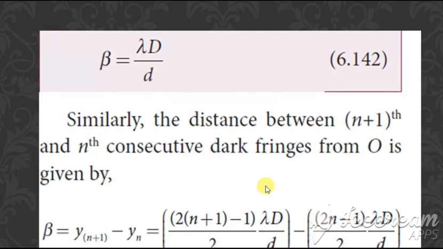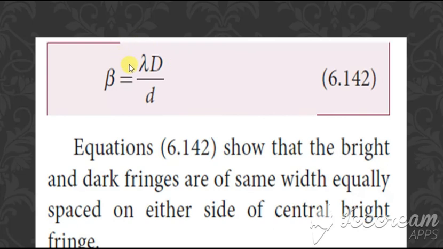In the same way, when considering the (n plus 1)th and nth terms, the other equation you can write is 2 into (n plus 1) minus 1, and similarly 2n minus 1. Even if you multiply this term, it gets cancelled and we get the same equation. So the same is the condition for both bright and dark fringes.